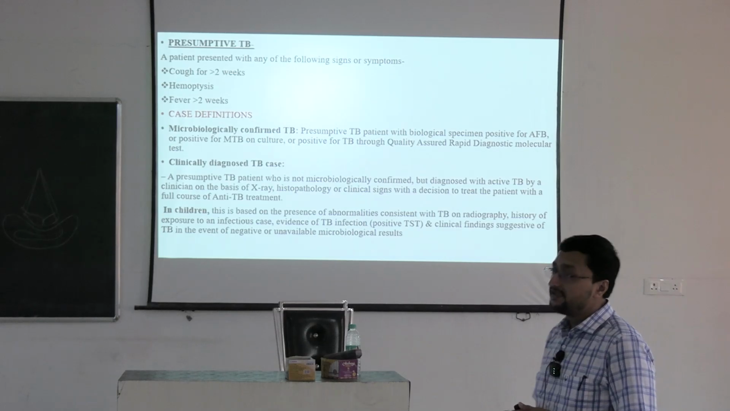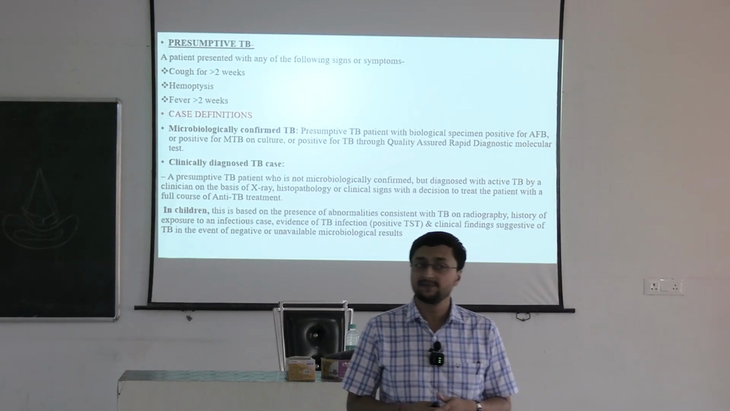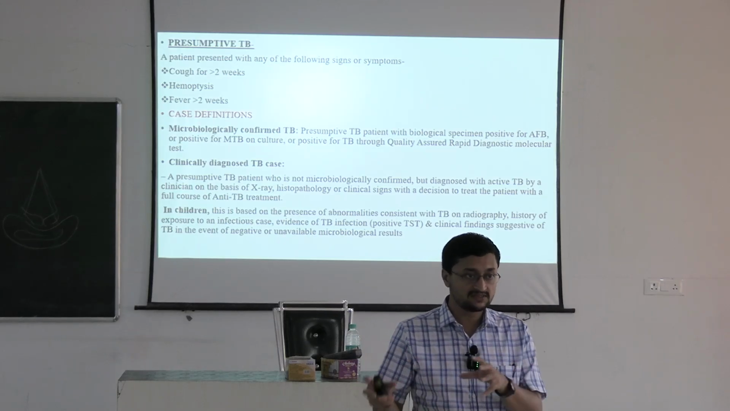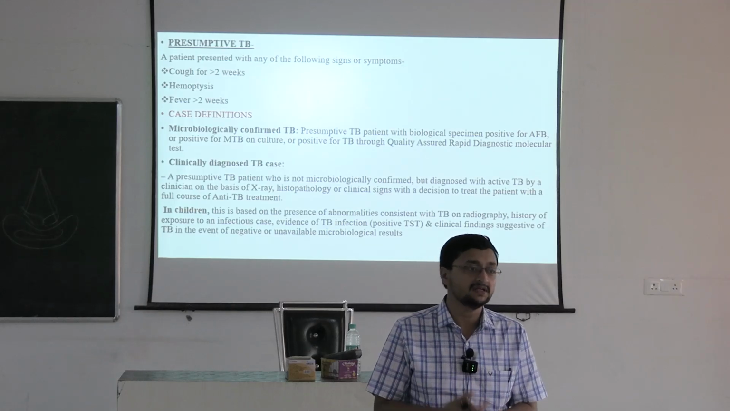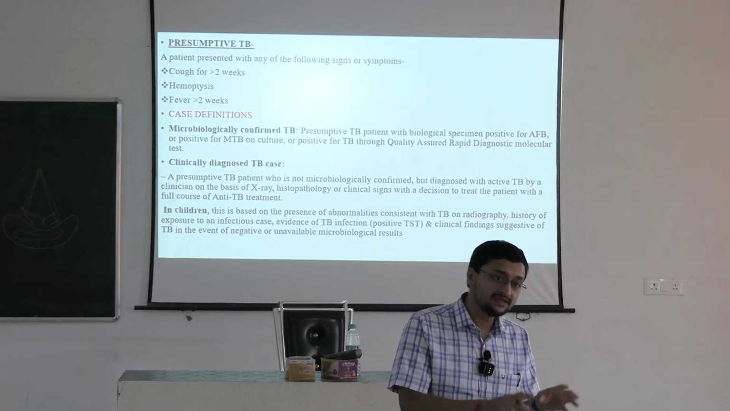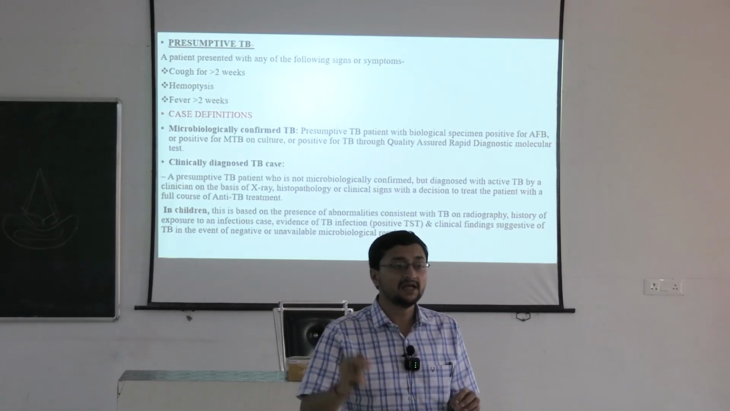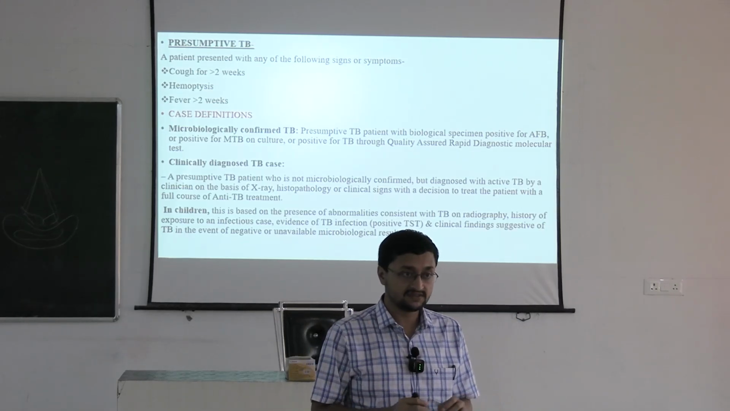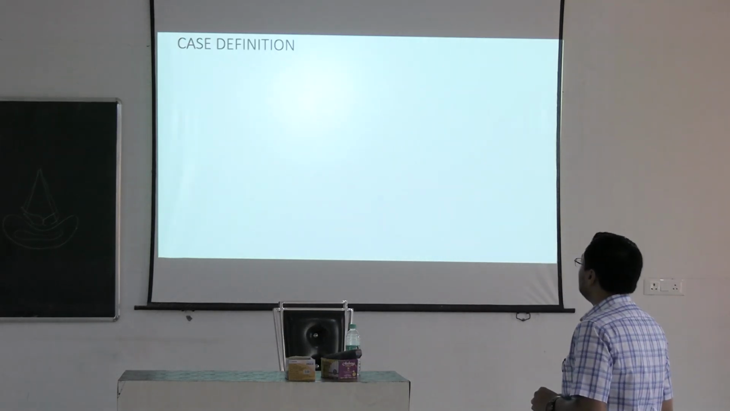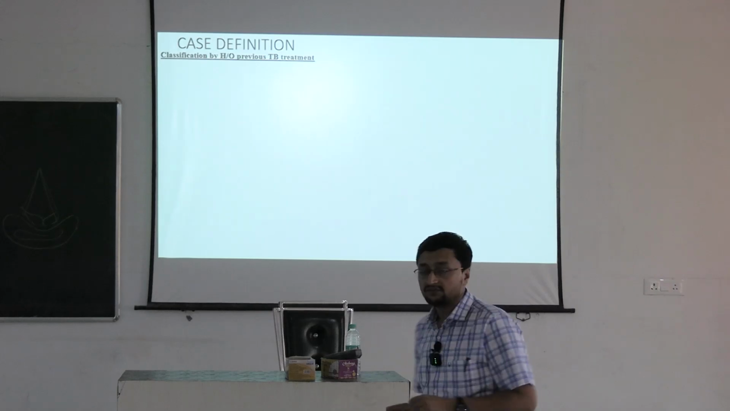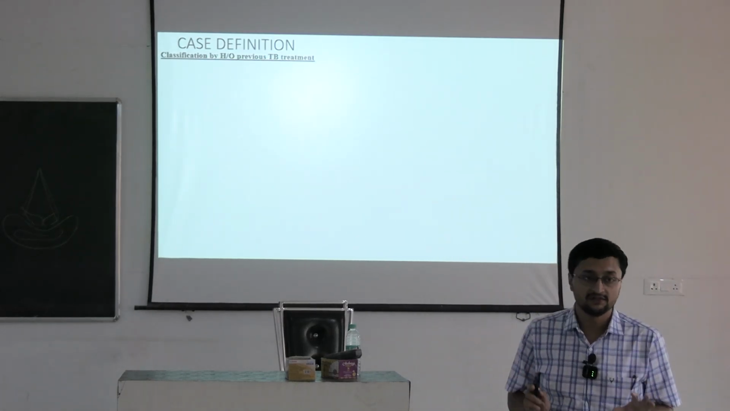In children, specifically children less than 5 years of age, they cannot expectorate sputum, and in those cases the positivity and sensitivity of sputum smear is also very low. So in children less than 5 years, you can rely upon clinical examination, the X-ray and the Mantoux test, the TST, tuberculin skin test. Now another case definition, this is very important, you have to know each and every detail.